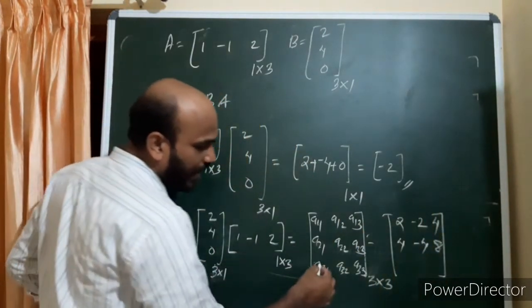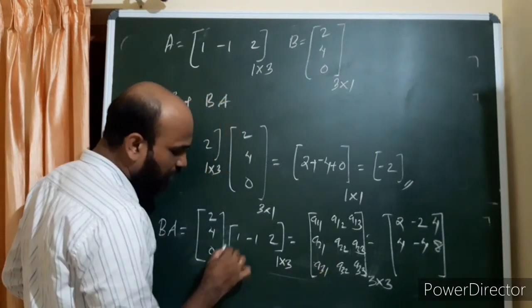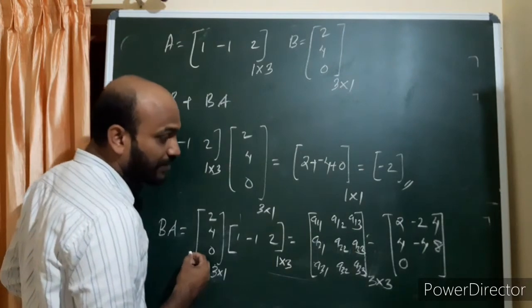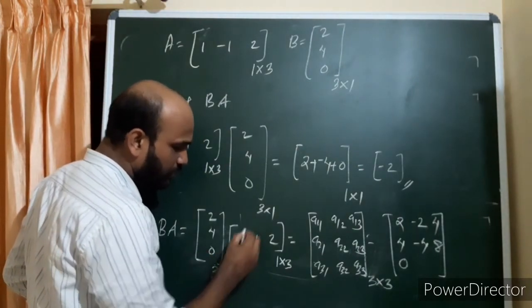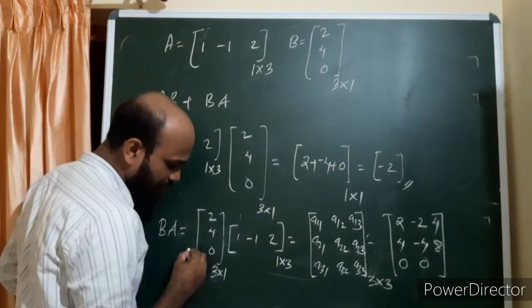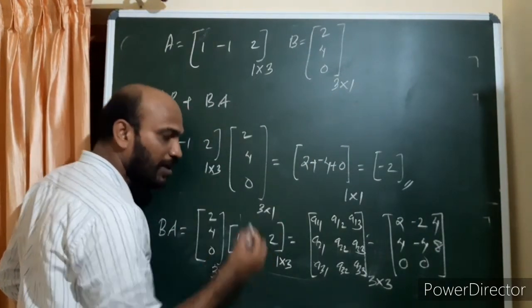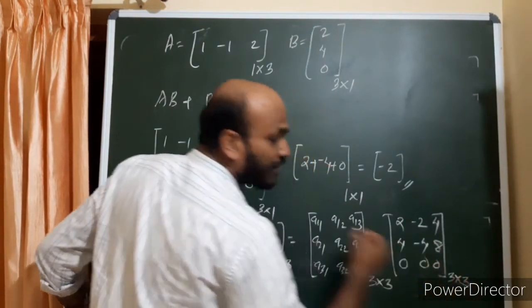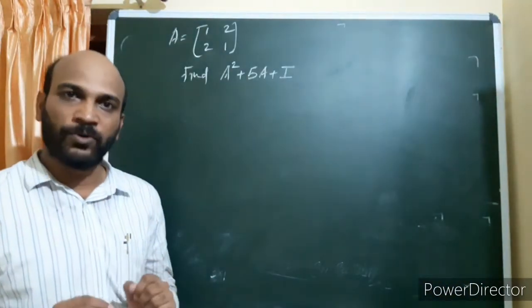Then A31, third row, first column, 0. A32, third row, second column, 0. And A33, third row, third column, 0. So that is the answer. Now we will do one more question.